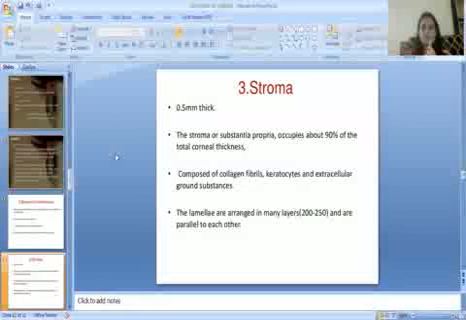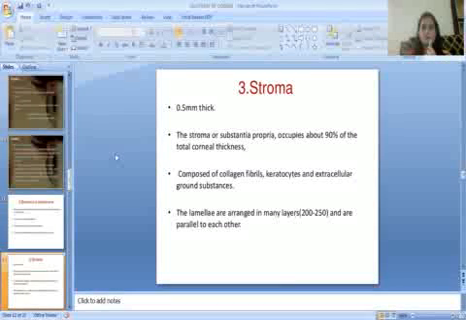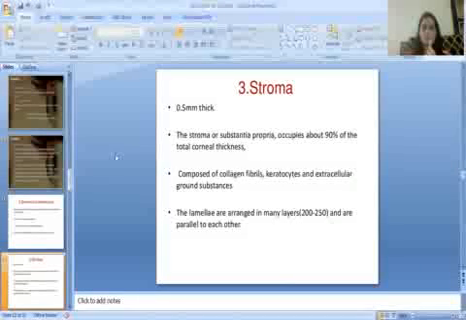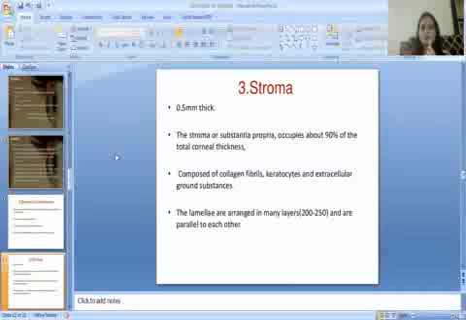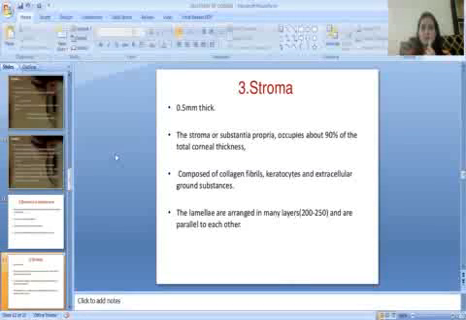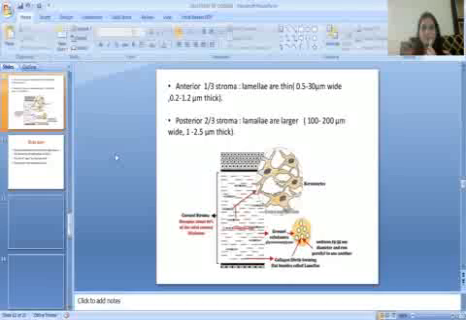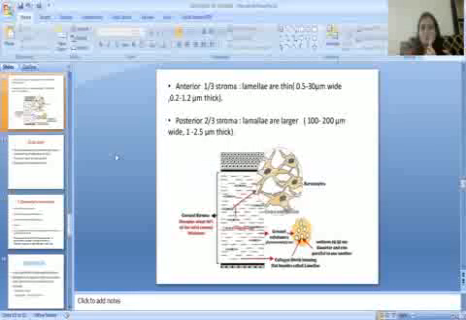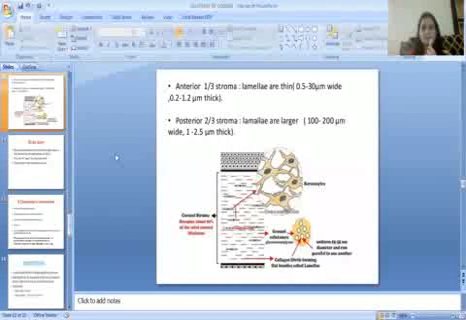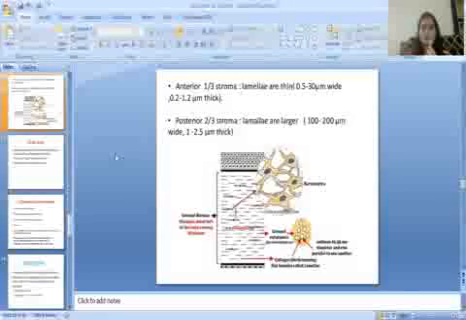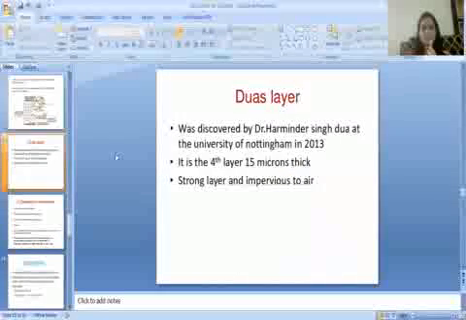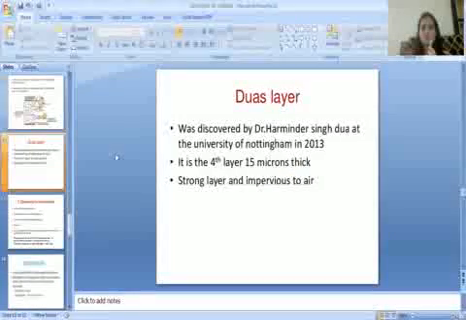Third layer is the stroma, which is 0.5 mm thick. The stroma or substantia propria occupies about 90% of the total corneal thickness, composed of corneal collagen fibrils, keratocytes, and extracellular ground substance. The lamellae are arranged in many layers, 200 to 250, and are parallel to each other. In the anterior one-third of the stroma the lamellae are thin, and in the posterior two-thirds of the stroma, the lamellae are larger.